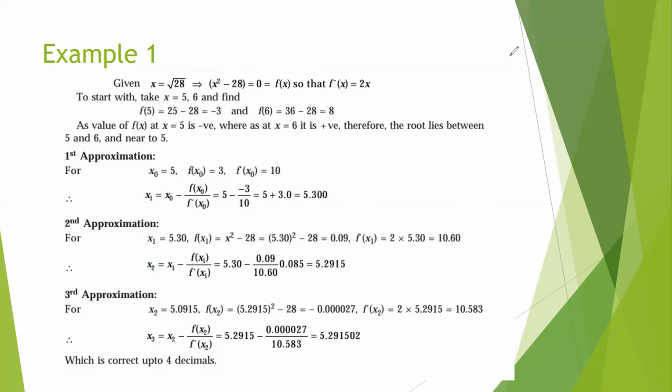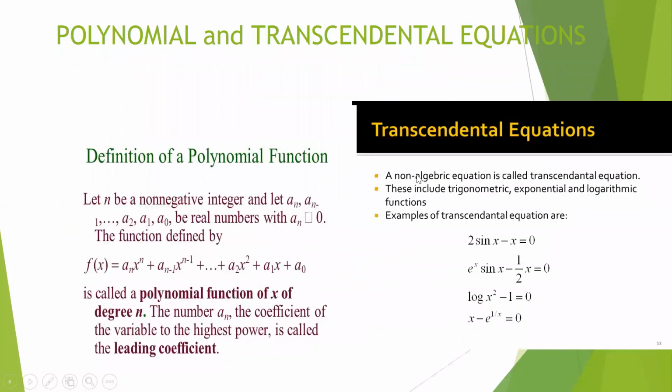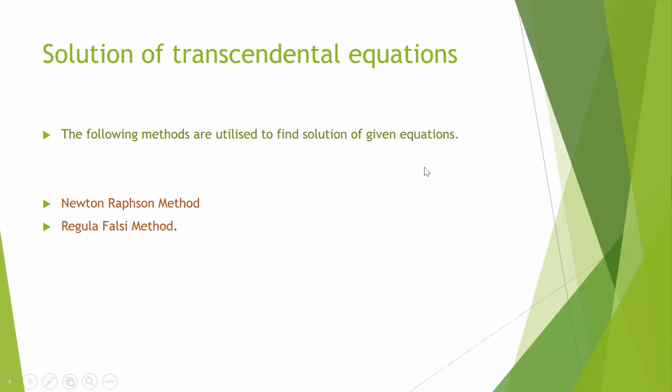So like this, we are supposed to solve the given transcendental equation by using the Newton-Raphson method. The Newton-Raphson method will be utilized for finding the approximate solution of the given transcendental equation. So in this, we have completed the Newton-Raphson method.